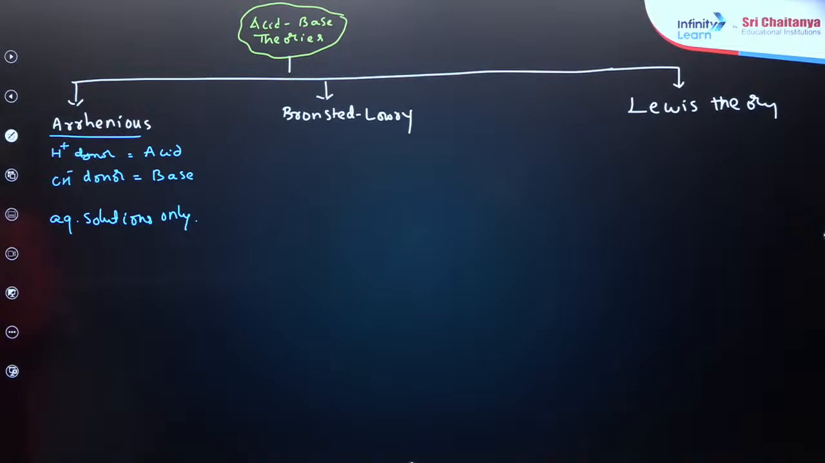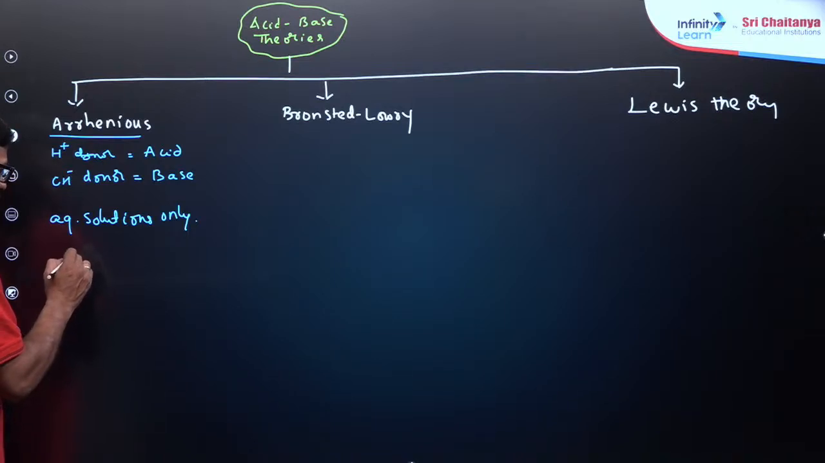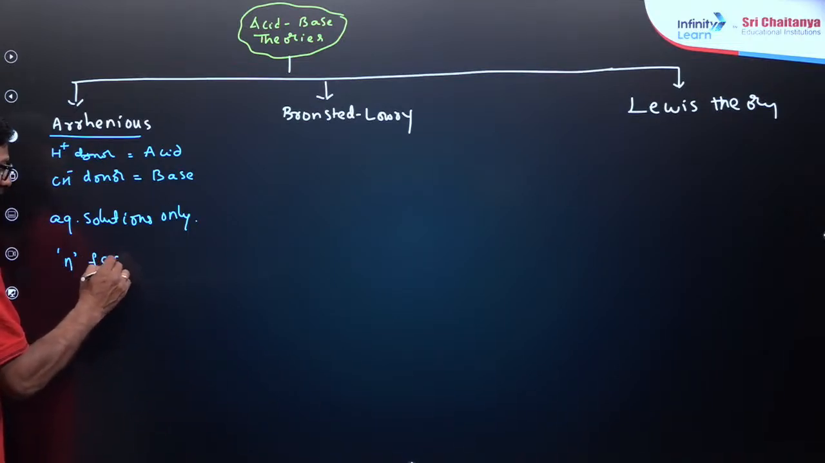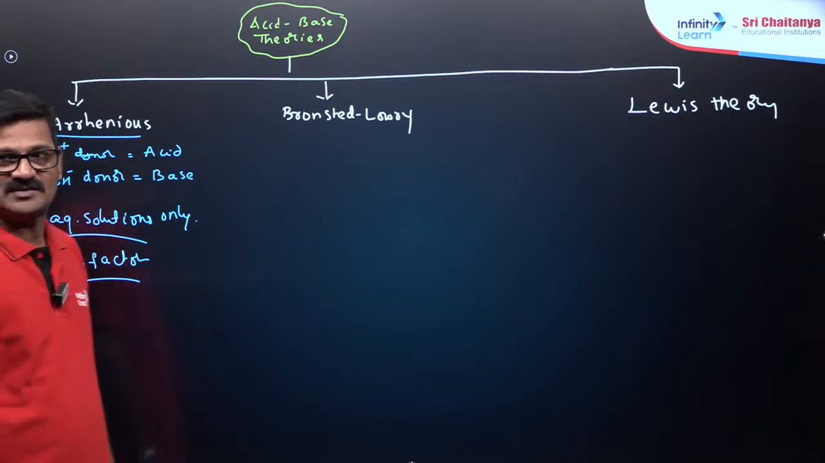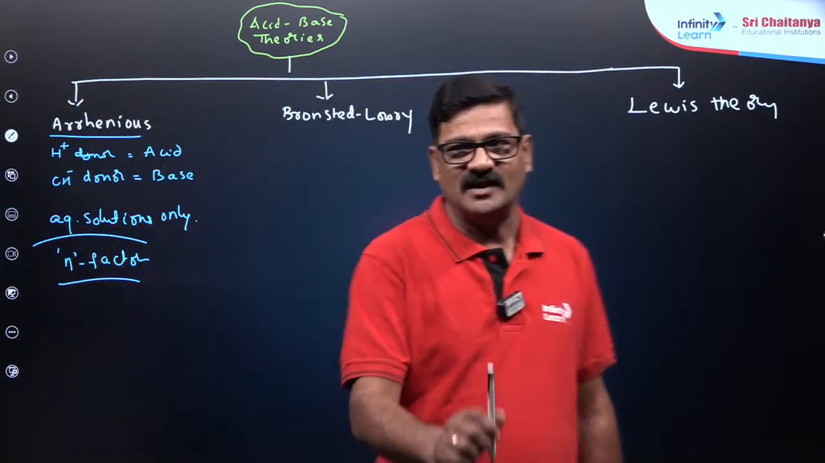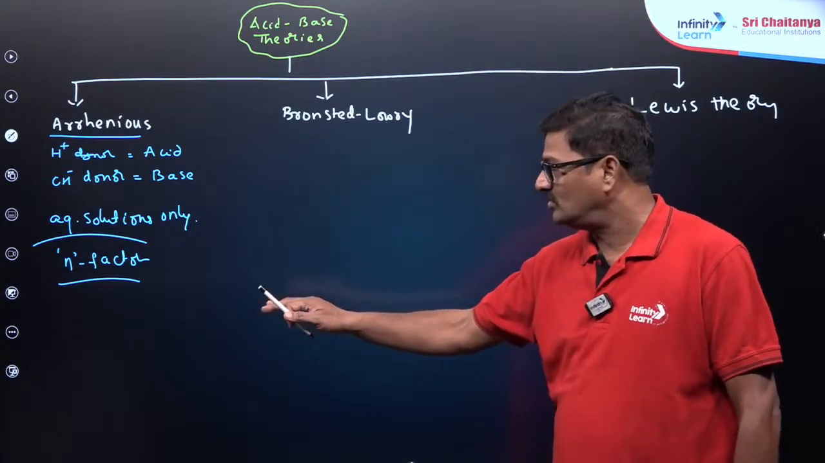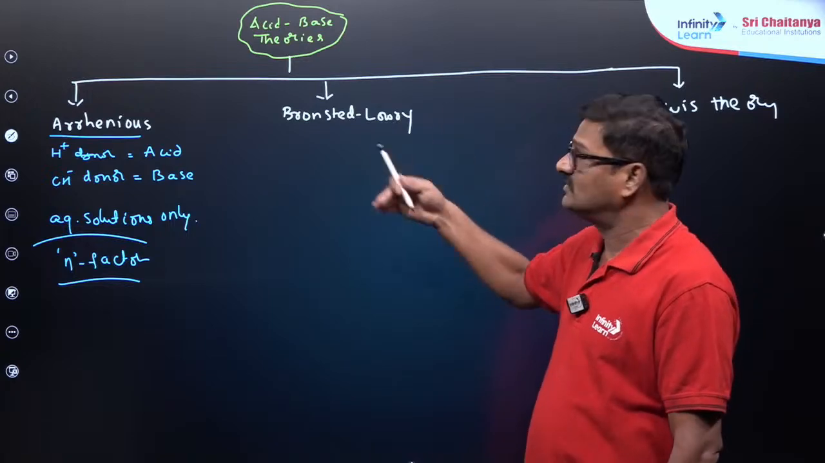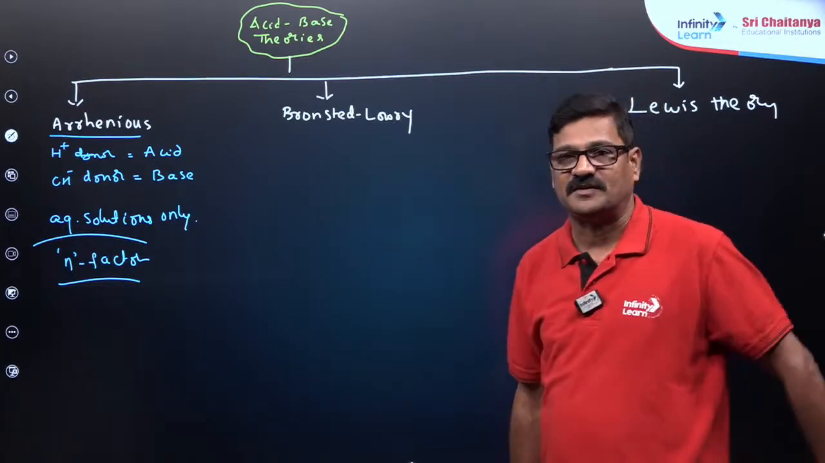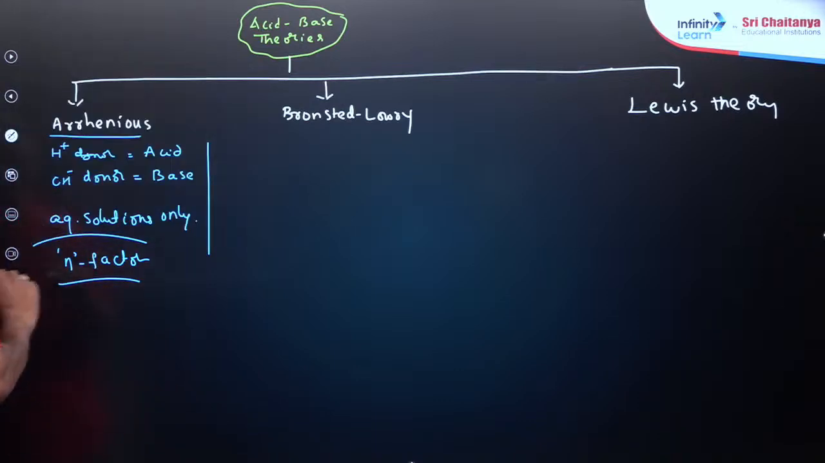It discusses the basicity and the acidity, and here we are talking about the N factor. If I talk about the N factor, you have to discuss the redox reaction and the structure of phosphoric acid. I will explain that in the P block elements, or redox. Let me give you the actual criteria of the difference between these 3. Okay, it's over. Let's talk about Bronsted and Lowry.